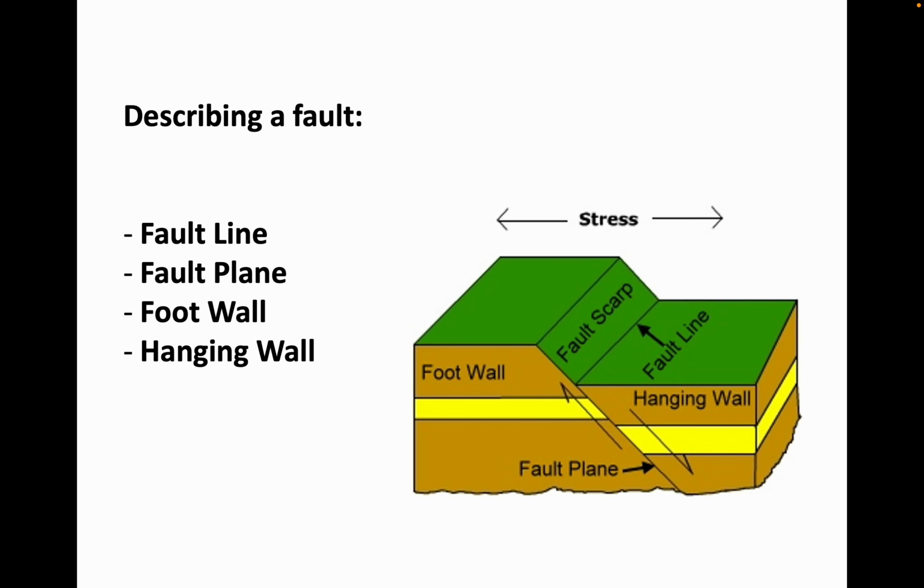Describing a fault, we can use different ways. We can talk about a fault line, which is here at the surface. We can talk about a fault plane, which is like going down along that whole boundary. A footwall, which is here, and a hanging wall, which is here. So the hanging wall is typically the one that's going to be doing more of the movement.